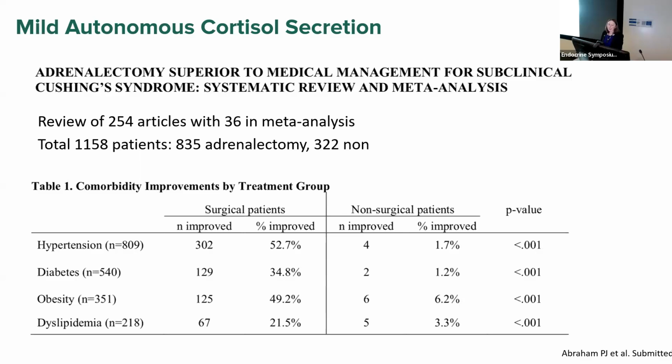Peter Abraham. He has this meta-analysis ongoing that he's talked about, but similar to other findings in this updated view, comparing surgical to medical therapy, we have 21 times odds of improvement in hypertension, 11 times odds of improvement in diabetes, and 6 and 4 times respectively improvement in obesity and dyslipidemia. The great benefits to be had for patients that have adrenalectomy for MACS.